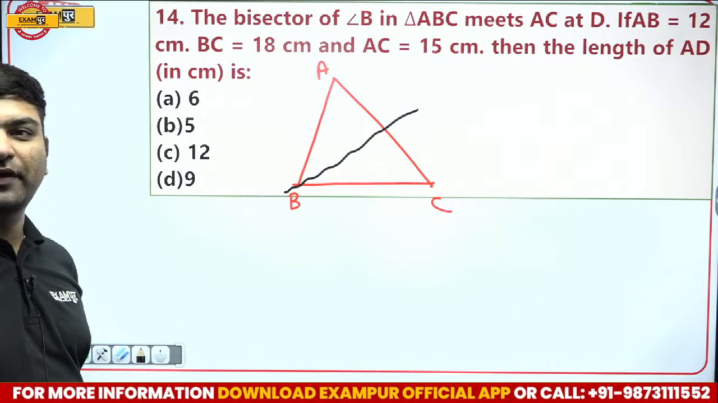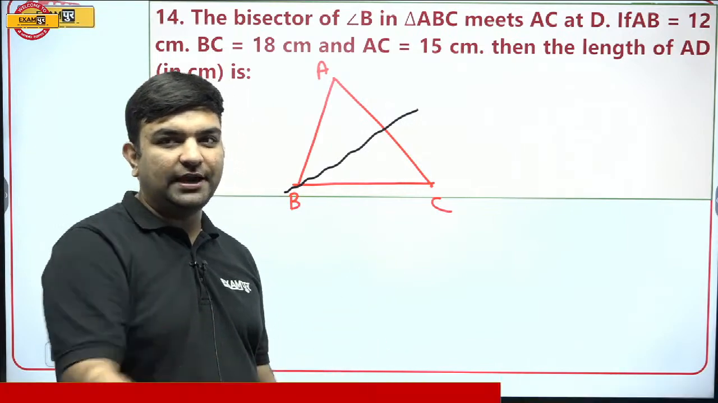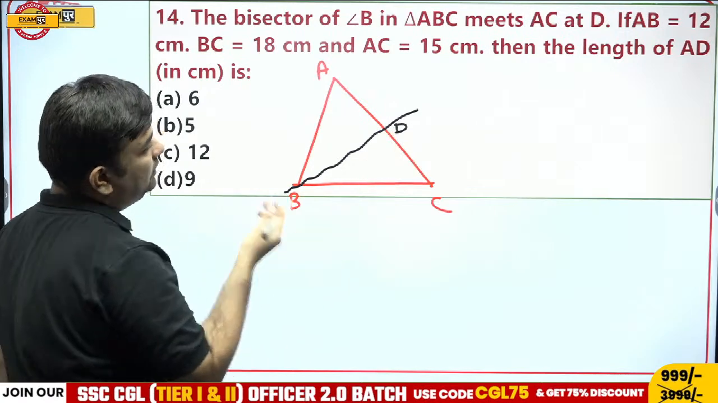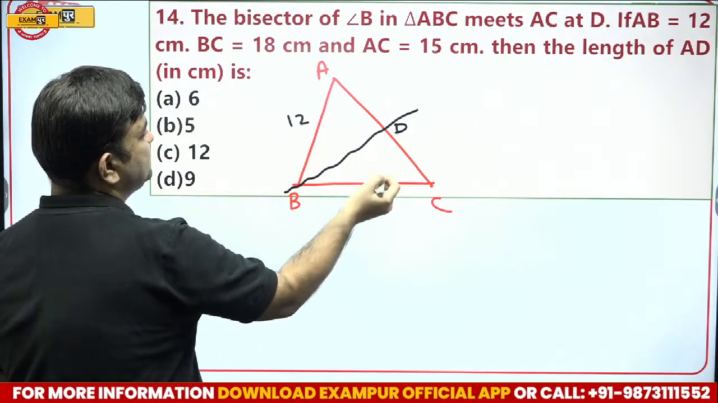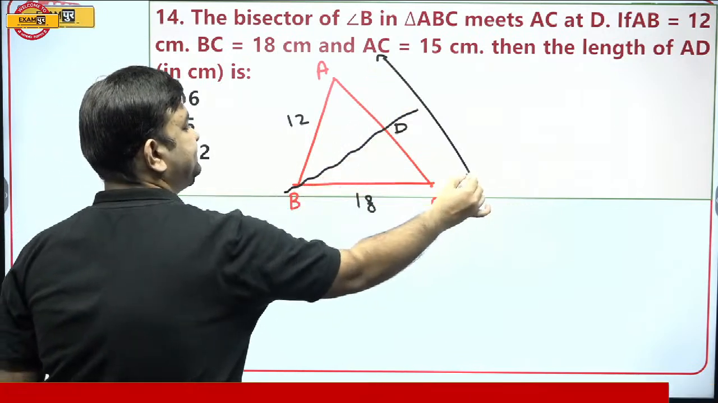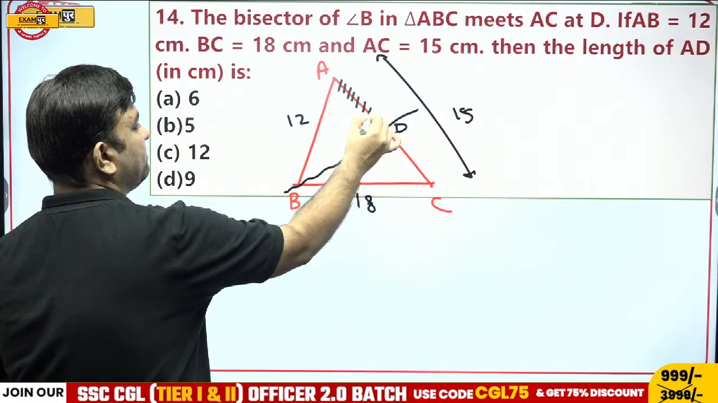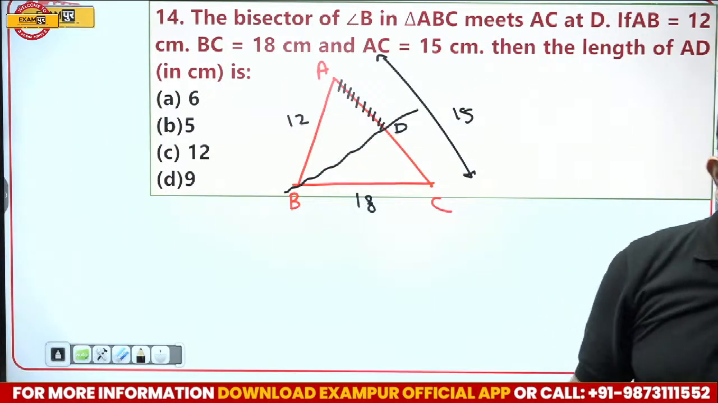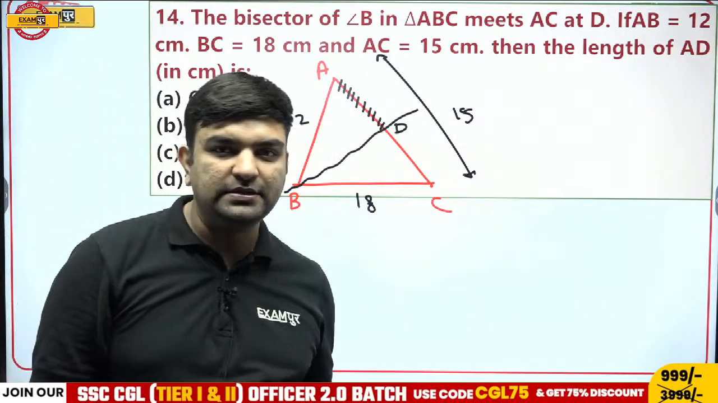The bisector of angle B meets AC at D. AB is 12, BC is 18, and AC is 15. What is the length of AD? A bisector divides the opposite side in the ratio of the adjacent sides.